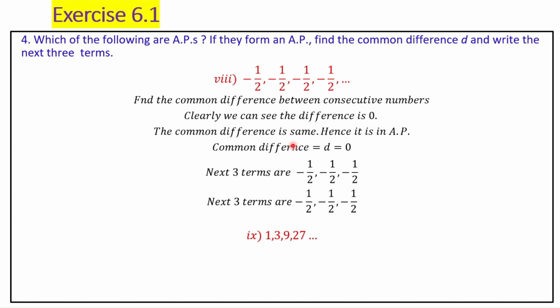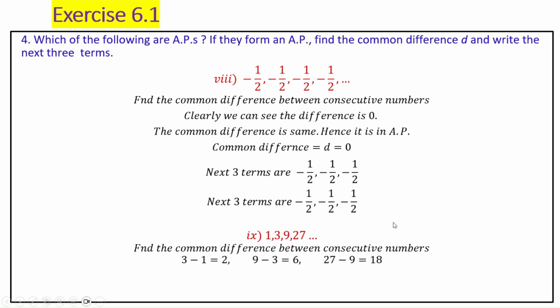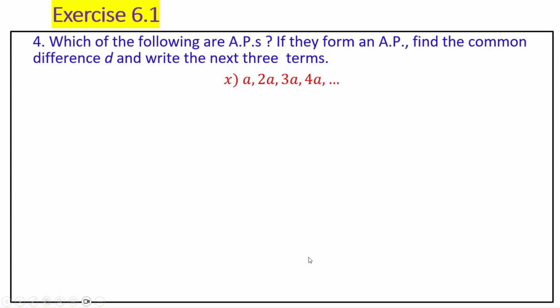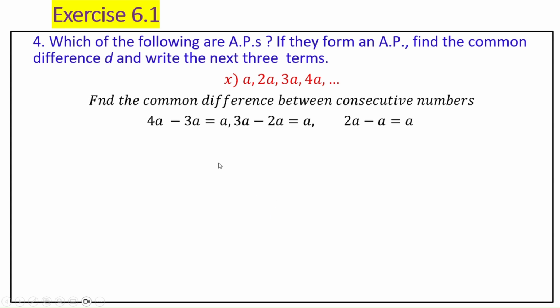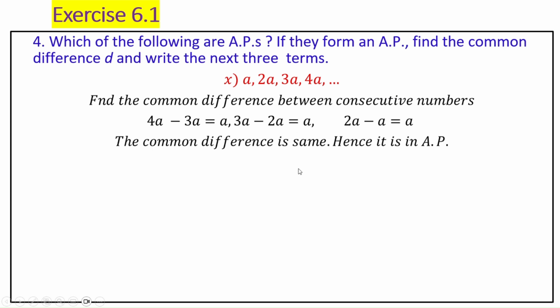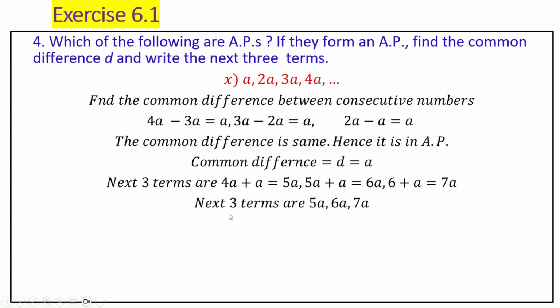1397, 13927. So here definitely we can see the common difference is not the same, right? So they are not in AP. Okay, A, 2A, 3A, 4A. Yeah, you can see the common difference is A for each of them. Okay, so that means they form an AP. So the next three terms are 5A, 6A and 7A.